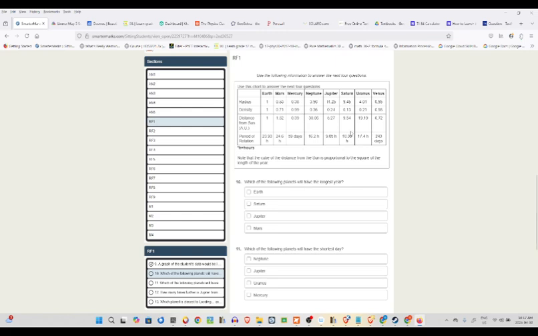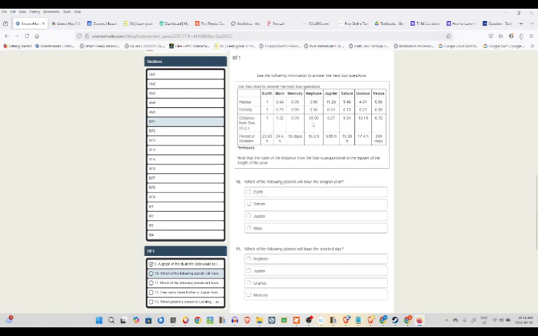Now here we've got a chart with astronomical data about Earth, Mercury, Neptune, Jupiter, Saturn, Uranus, and Venus. Now it says here, note that the cube of the distance from the sun is proportional to the square of the length of the year. So, as our distance from the sun increases, the length of the year increases. Not linearly, but it does. Something that's farther away will have a longer year. So which of the following planets will have the longest year? Which of these shows the greatest distance from the sun?